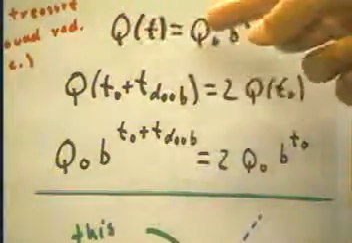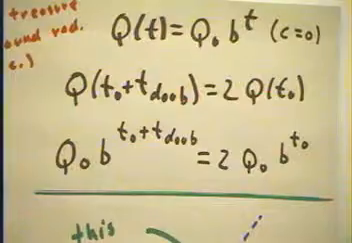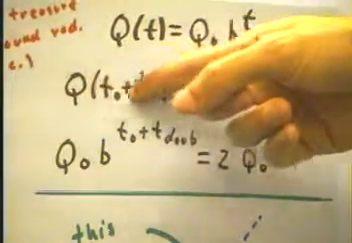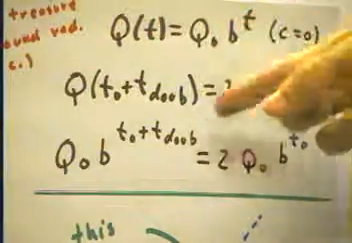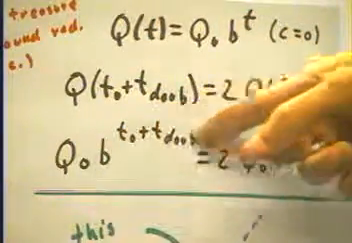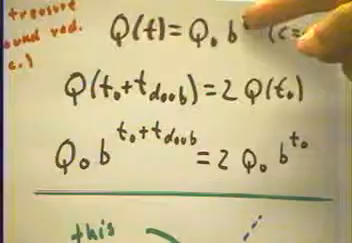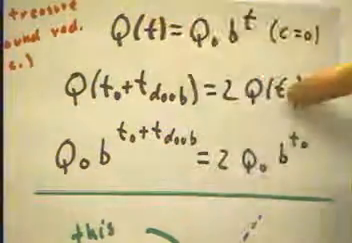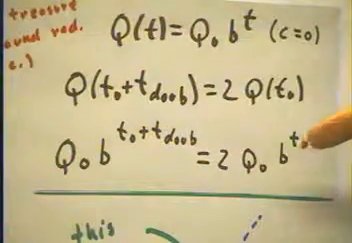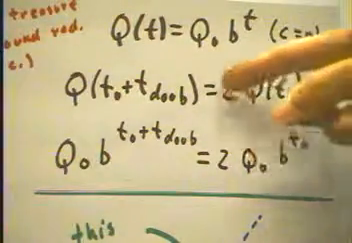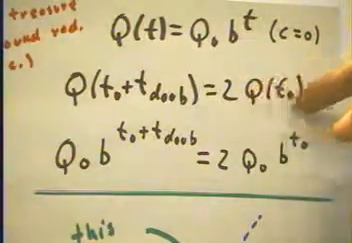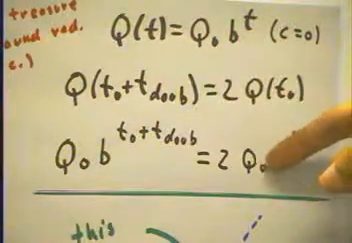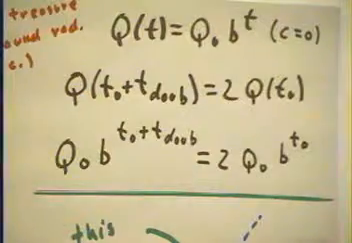Now, if q of t equals q naught b to the t, then simply substituting t naught plus t dub in for t, we get q naught b to the t naught plus t dub, because we replace the t here when we replace it here. And then replacing this t by t naught over here, we obtain q of t naught equals q naught b to the t naught, sorry.